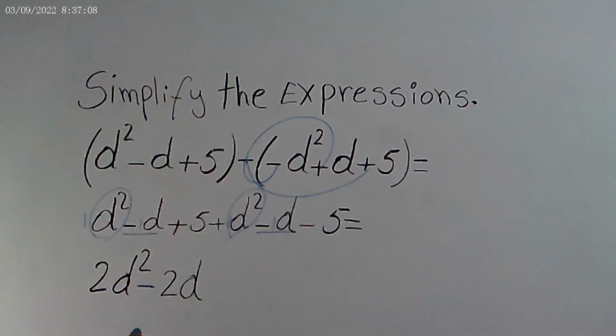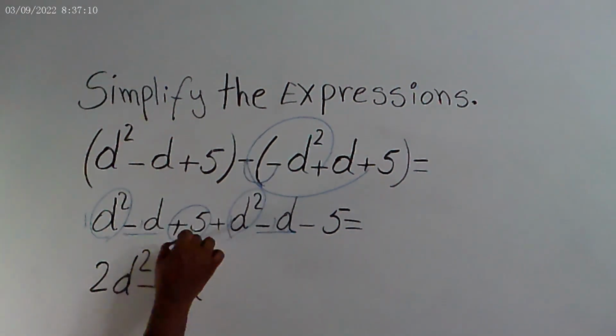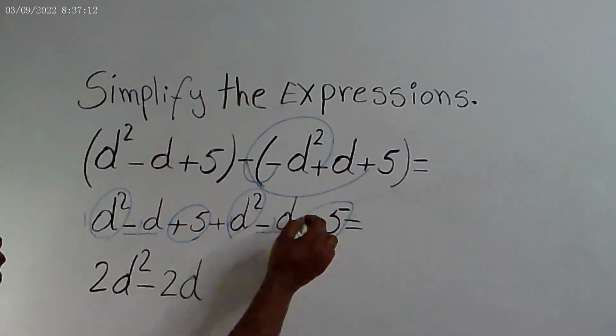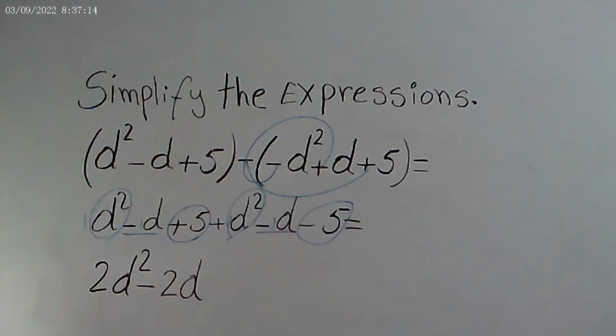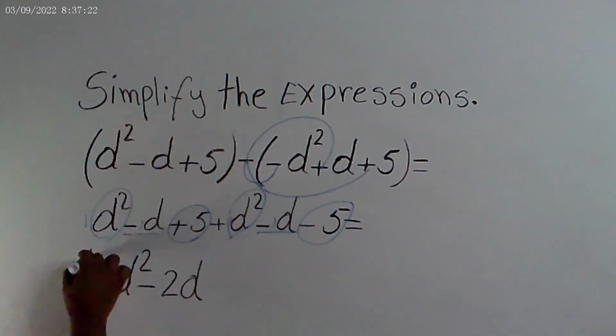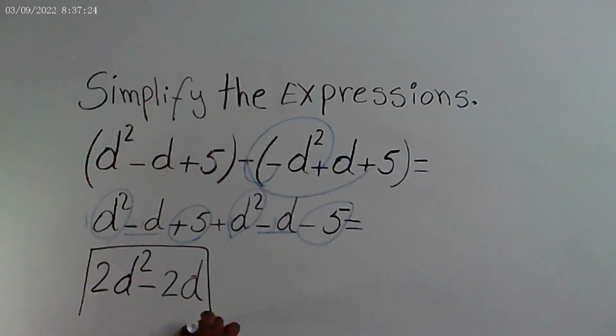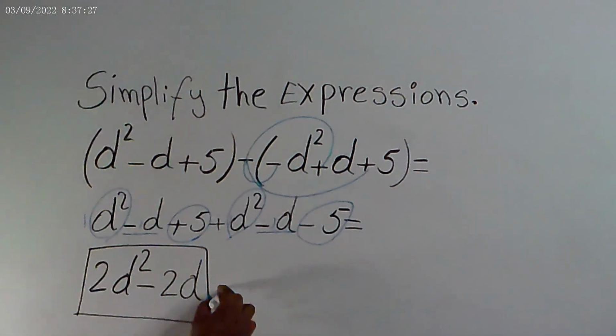Okay. So here you have a plus 5, a minus 5. The signs are different, so you do subtraction. Plus 5 minus 5 gives you what? 0. So the correct answer is 2d squared minus 2d. Okay?